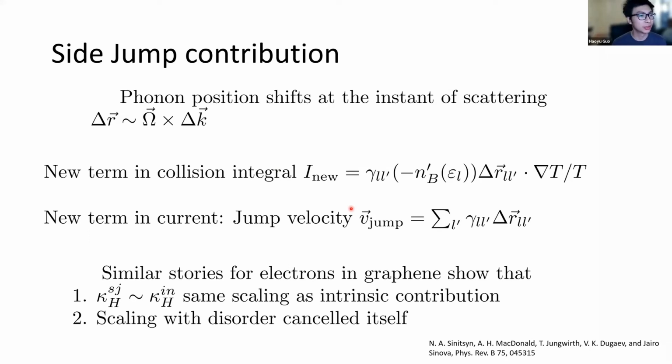Okay, then let me also talk about the side jump contribution. When we think about scattering in quantum mechanics, we usually think that at the instant of the scattering only the momentum of the particle changes, but because the time is short, the position of the particle doesn't move. But that turns out to be incorrect when the particle is coupled to some Berry curvatures. It's also studied in a paper on graphene. When the momentum transfer is small, the side jump is approximately given by omega cross delta k, where delta k is the momentum transfer and omega is the Berry curvature.